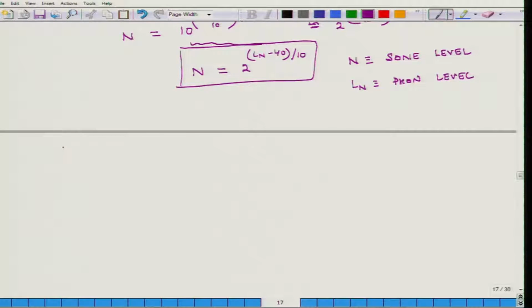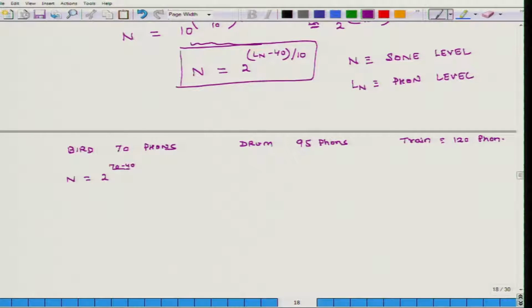So what were the, so bird was at 70 fons, then we had drum, it was at 95 fons, and then train, it was at 120 fon. We can calculate their SON levels. So for bird, n is equal to 2 to the power of 70 minus 40 divided by 10. So that comes to what? 2 to the power of 3 SONs.